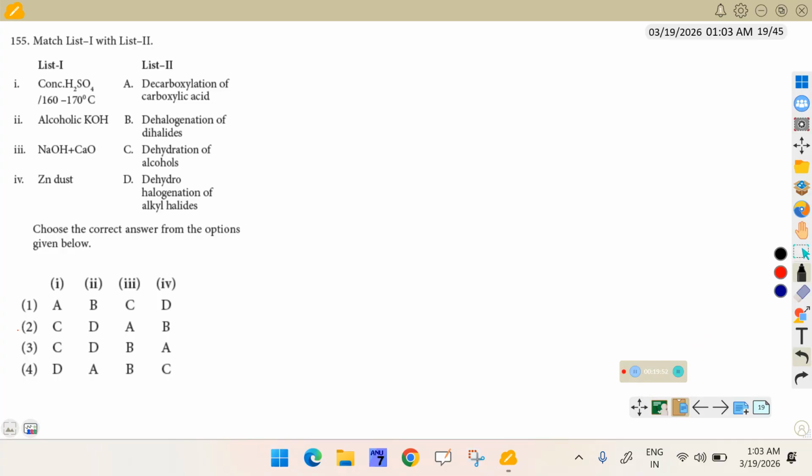Yes, this is related to reagents. Concentrated H2SO4 acts as a dehydrating agent. Alcoholic KOH acts as dehydrohalogenating agent. NaOH plus CaO, decarboxylation of carboxylic acid. Zinc test, dehalogenation. Second option is the correct option.